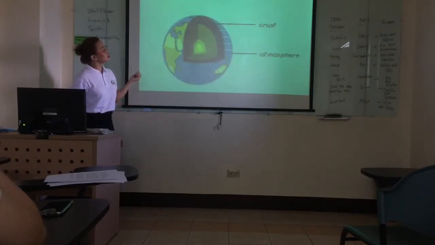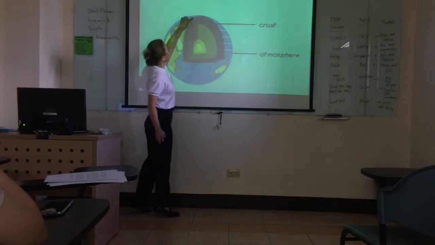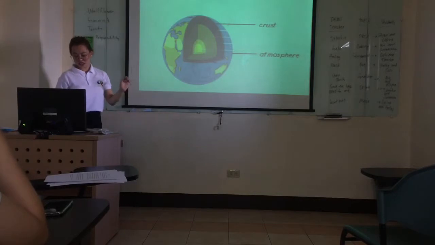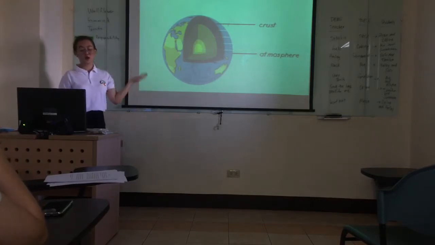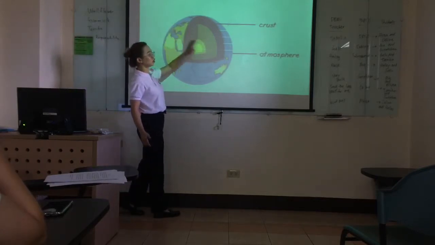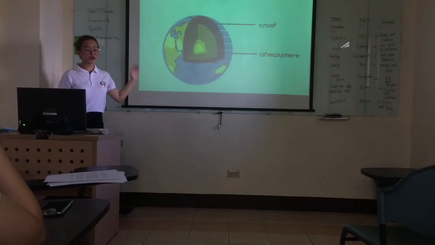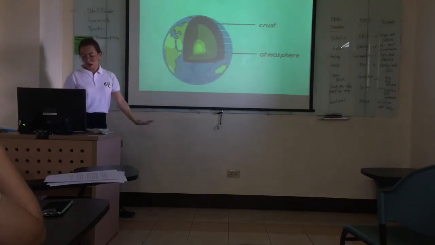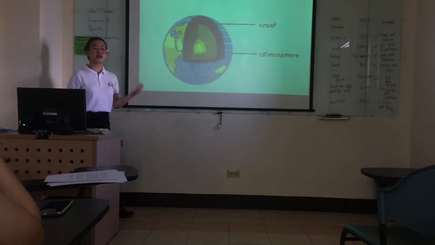Next is the crust. The crust is a hard or brittle external coat or covering. It is covering the mantle and the core. The outermost layer of the Earth is called the atmosphere. It is the gaseous envelope of a celestial body such as a planet. It is also a whole mass of air surrounding the Earth.